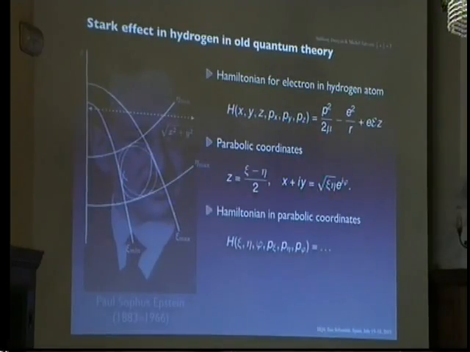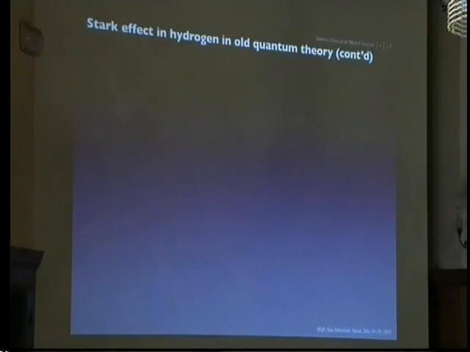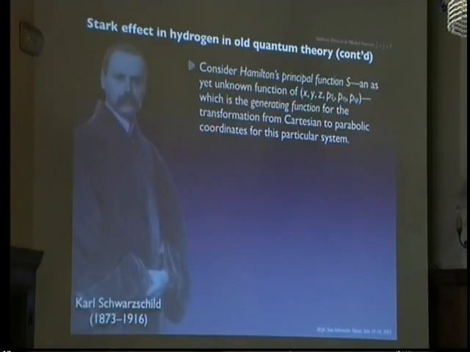So you write the Hamiltonian in parabolic coordinates. It's going to be some horrific expression that I won't scare you with. And so now the second character comes in, Schwarzschild, who independently of Epstein solved this problem.